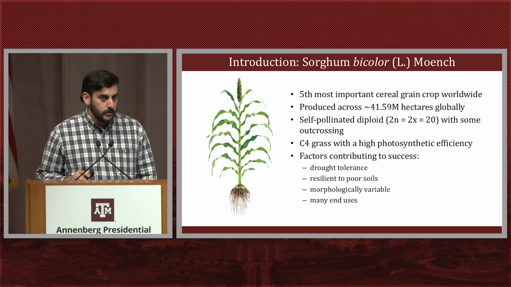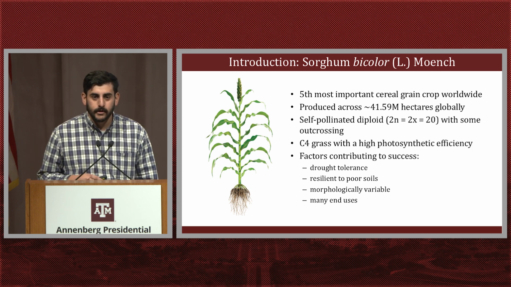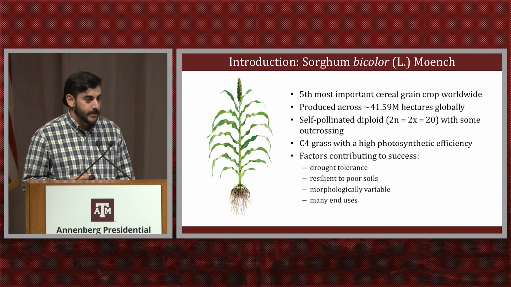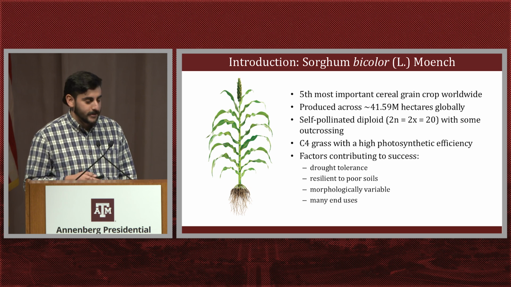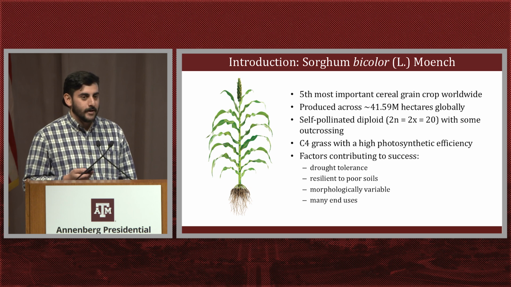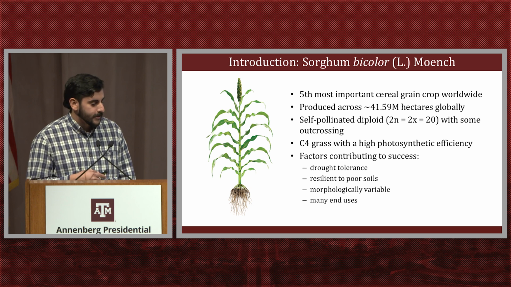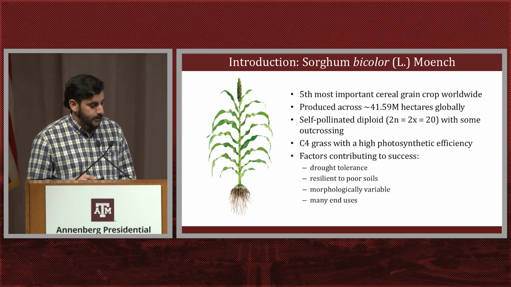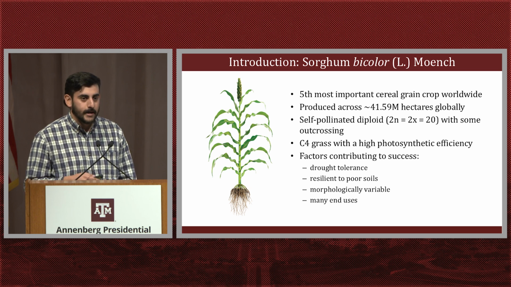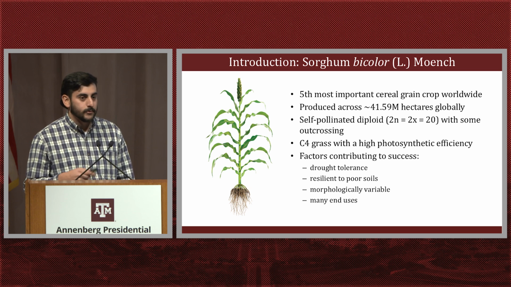So just to make sure we're all introduced, this is grain sorghum. We're talking about Sorghum bicolor. It's the 5th most important cereal crop in the world, as sorghum breeders like to say. It's produced across more than 40 million hectares globally. It's a self-pollinated diploid, 2n equals 20. It does do some outcrossing. It's a C4 grass, so its photosynthetic efficiency is really high.